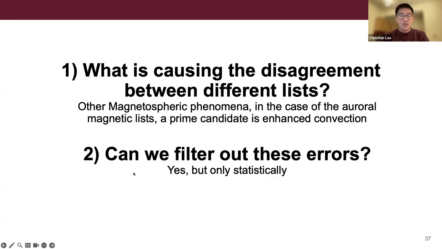And can we filter out these errors? Yes, but only statistically. Again, I've gone through post evaluating those events. It's very difficult to do on an event by event basis, as we cannot say with certainty if an SML bay is due to convection or a substorm, as the convection distribution still occurs at the substorm MLTs.